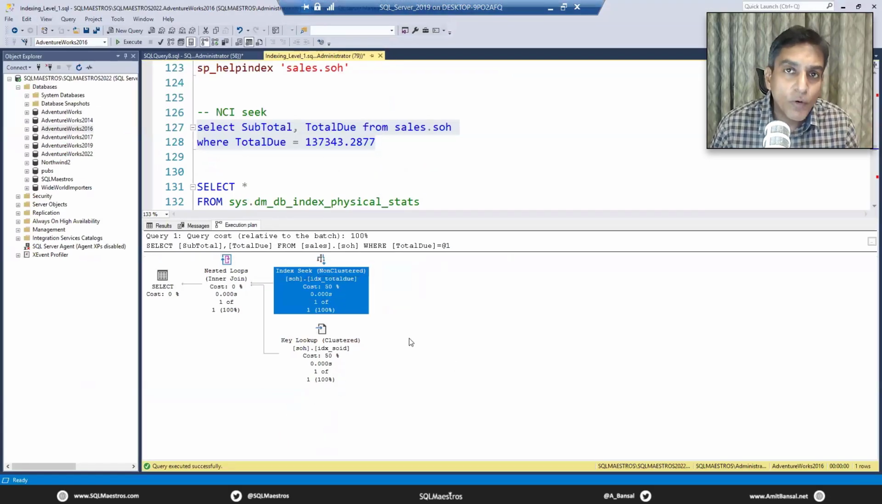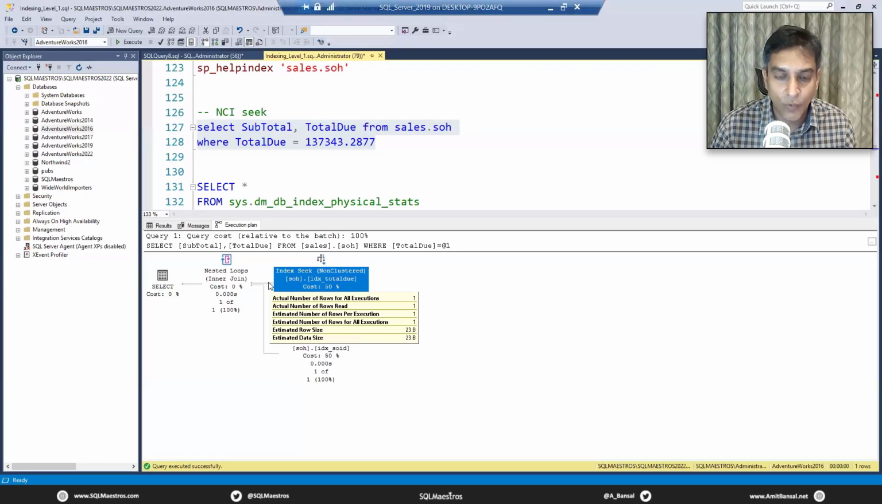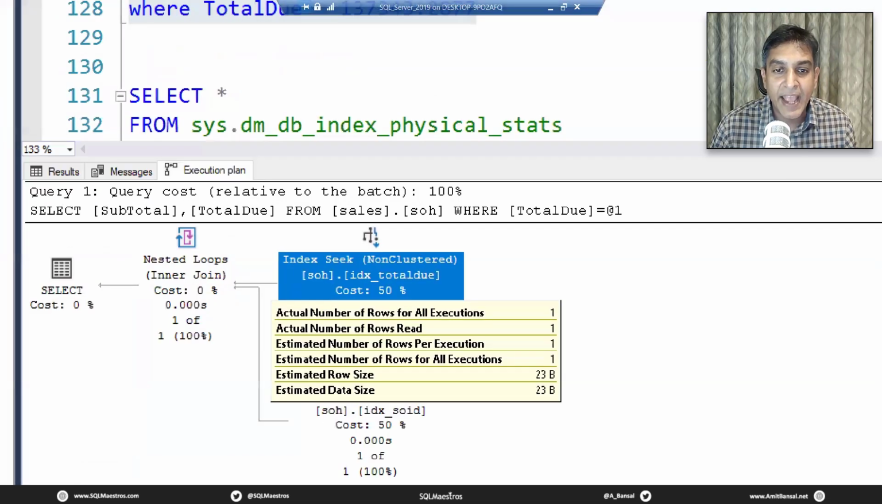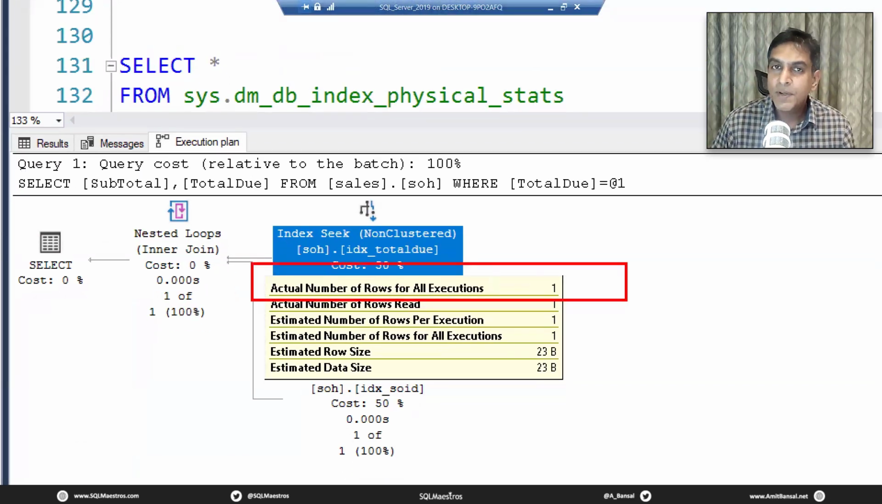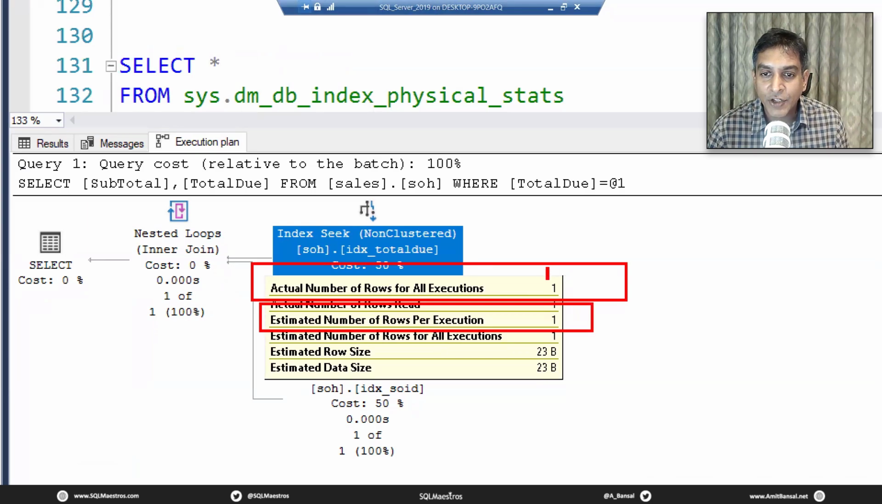Let's see how many rows we got out of it. This arrow here will tell you that. So if I take the cursor over here, it tells me actual number of rows. It was just one, which means lovely cardinality estimation. If you look at the estimation here, 1, and you have actual also as 1, which means it was a good hit in terms of cardinality estimation.